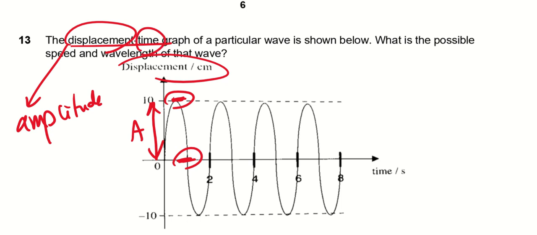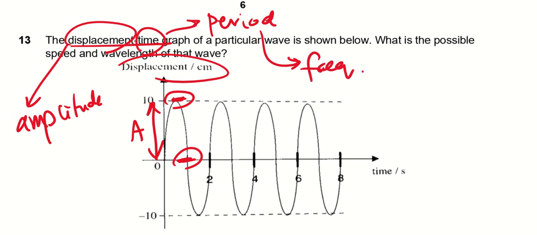What can we get from the time axis? We can get the period. And once we know the period, we can get the frequency. So the amplitude is actually 10 cm. Do you all agree? Without even looking at the question, if they were to present a displacement time graph, you read the graph, you should get all this information. Amplitude is 10 cm.